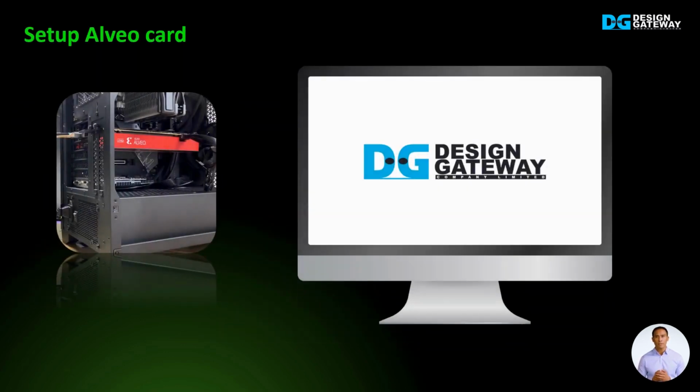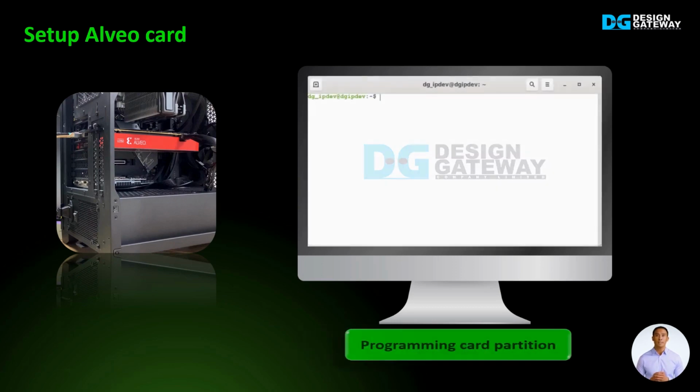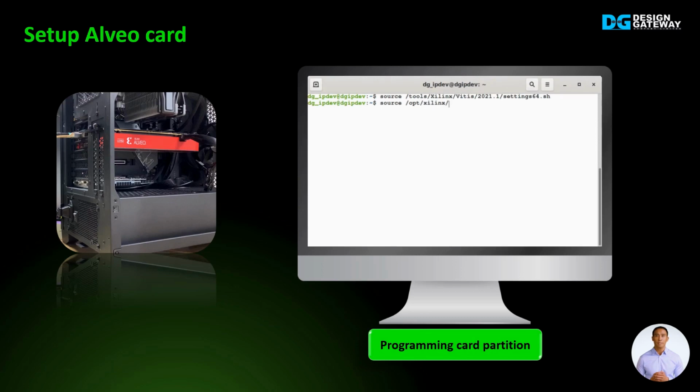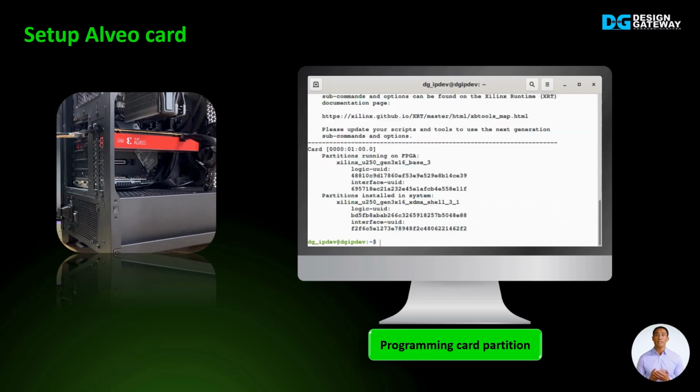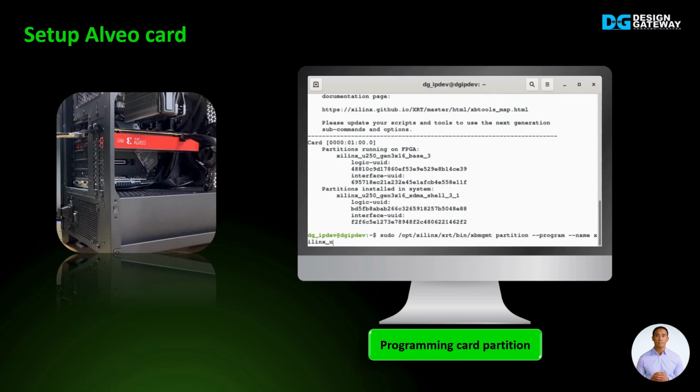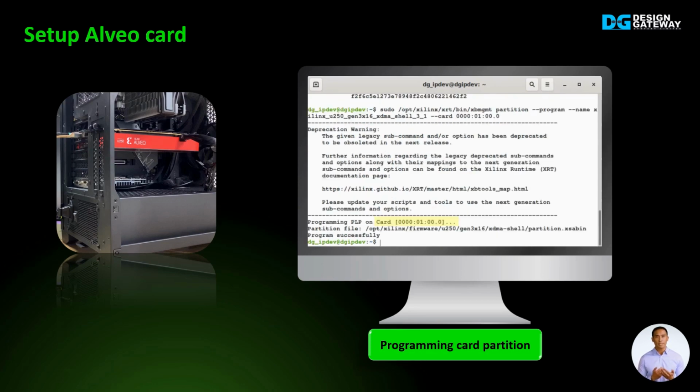Let's proceed by powering on the turnkey system. The Alveo card must be initialized in two steps. The first step is to program the partition. Open the turnkey's terminal and source to Xilinx Vitis and XRT environment. Execute the XRT command to scan all Alveo cards connected to the turnkey system. Call the XRT command to program the partition file into the card. Wait until the message confirming successful programming of the partition file is displayed.